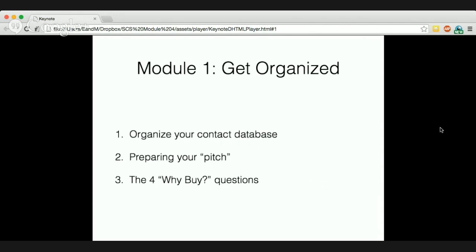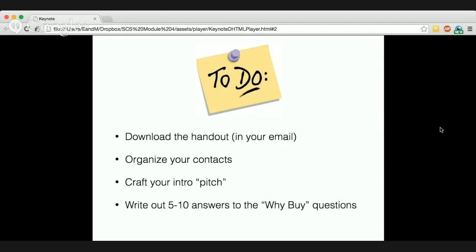So in our first module, we got organized. Getting organized about how you describe yourself with your pitch, about why people should buy with you with the 4 why buy questions, and getting organized about who are all the people that you know. Organizing your contact database. You had a handout for that session. Your homework, and this is the big work I think from the program, is if you haven't done this, you got to do this. Organize your contacts.